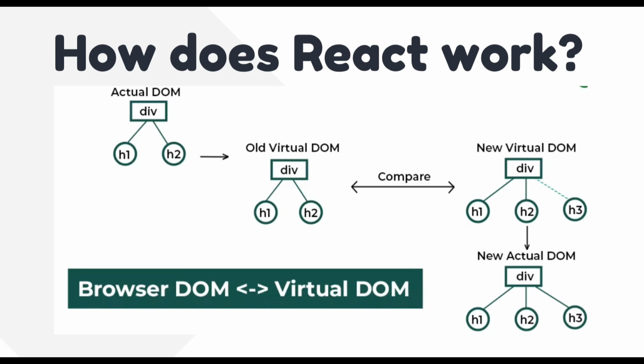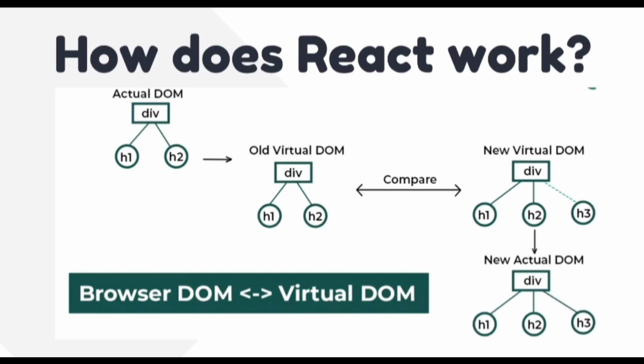Next one is user interactions. We use the events. React listens for user actions like clicks, typing, or scrolling. When something happens, it updates the component states and React renders only the parts that need to change.